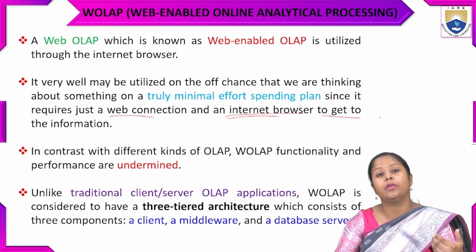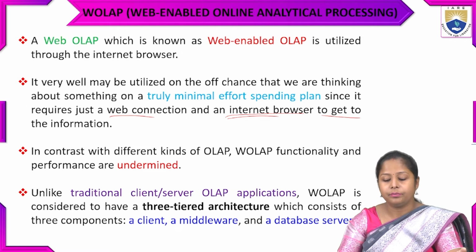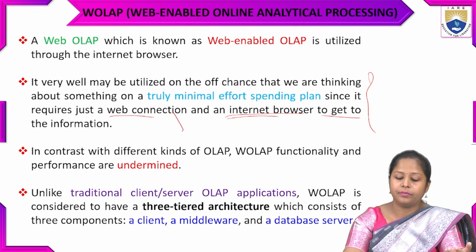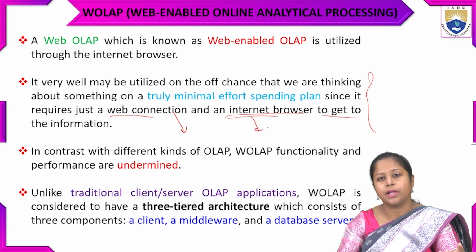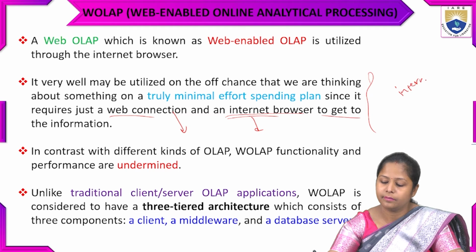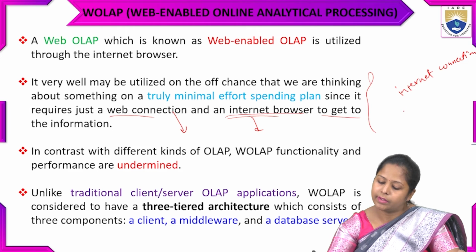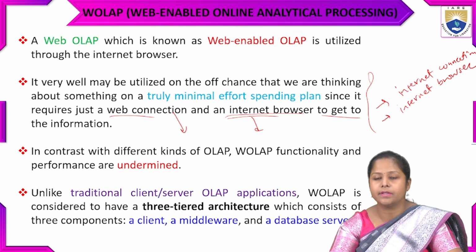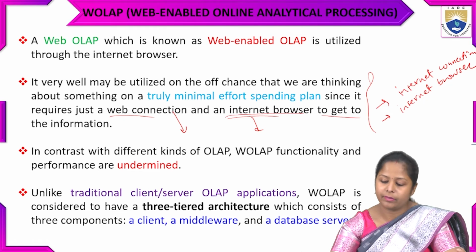So to get the information from the World Wide Web, from the internet, these are the two physical connections we need for that. We will need the internet connection, and we will need the internet browser to browse all of the information from the World Wide Web.